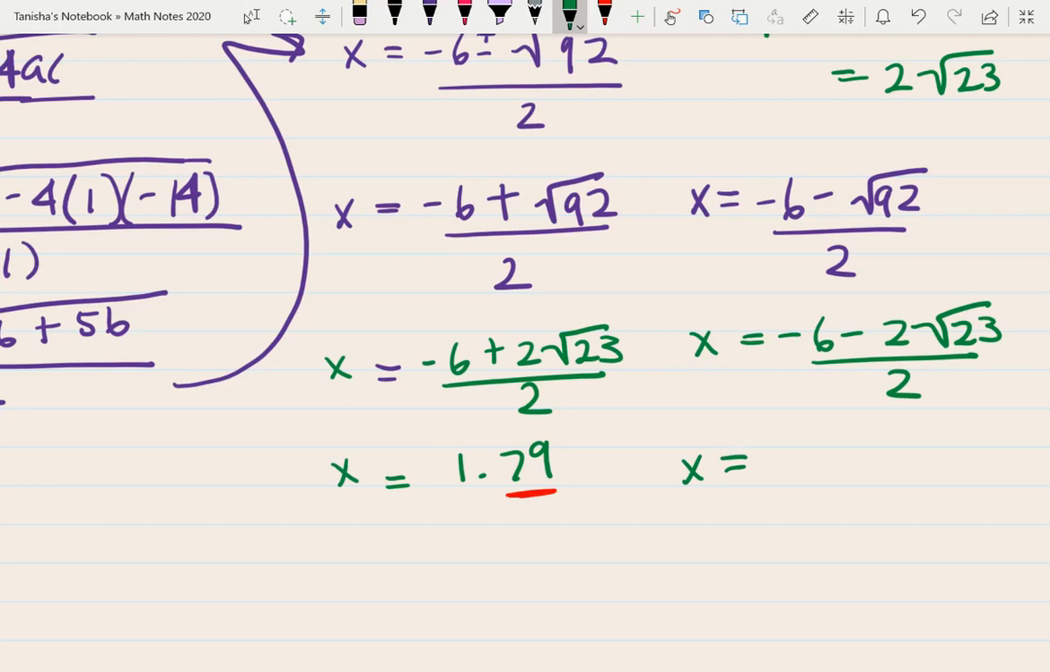And then on the other side, -6 minus 2 root 23 over 2, when we evaluate that using our calculators, that's going to give us -7.79. And again, round to 2 decimal places because these decimal values are non-terminating decimals. Okay, so our two solutions are going to be x equals 1.79 and x equals -7.79. Or leaving it as a radical expression, x equals -6 plus 2 root 23 over 2, and x equals -6 minus 2 root 23 over 2.